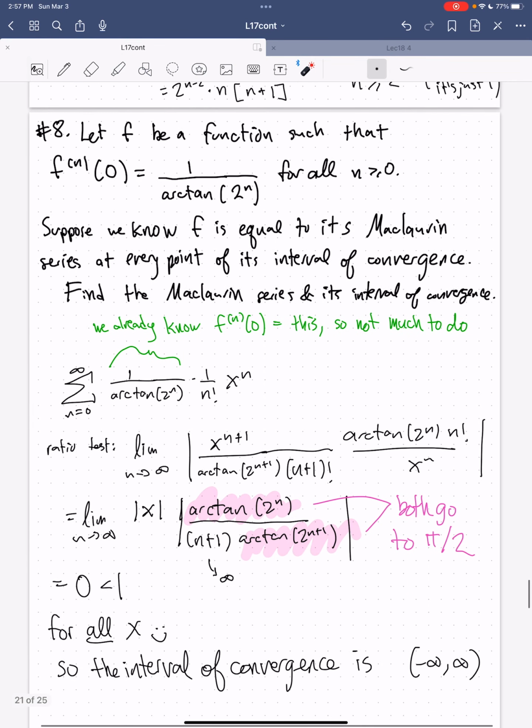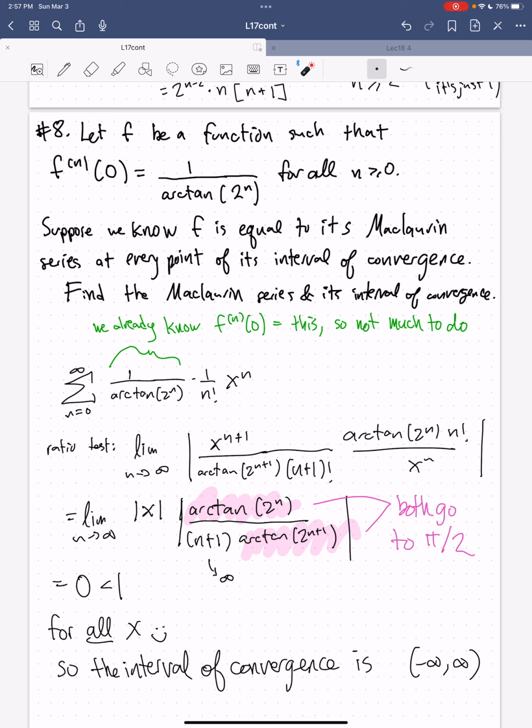Okay, now example 8, we're taking a function f, we don't know what it is, but all we know is that its nth derivative at 0 is 1 over arctan 2 to the n for all n greater than or equal to 0. So this is all we know about our function so far. We also know that it's equal to its Maclaurin series at every point in its interval of convergence. So that means that we can actually just write f of x is equal to the Maclaurin series.